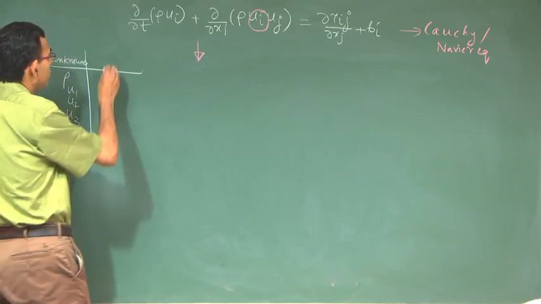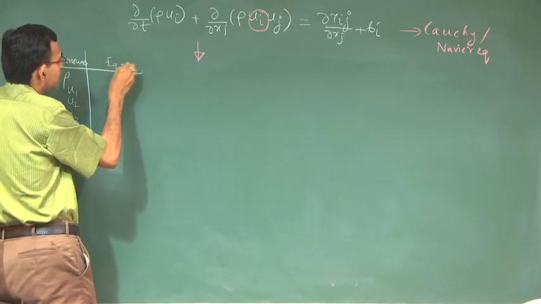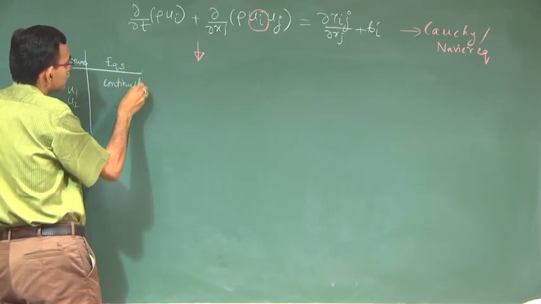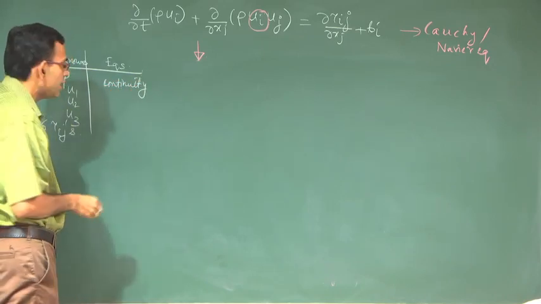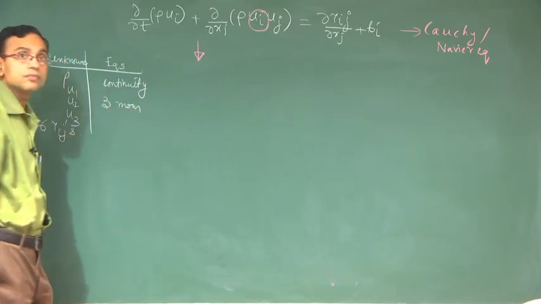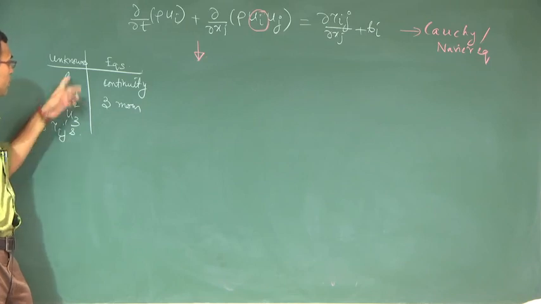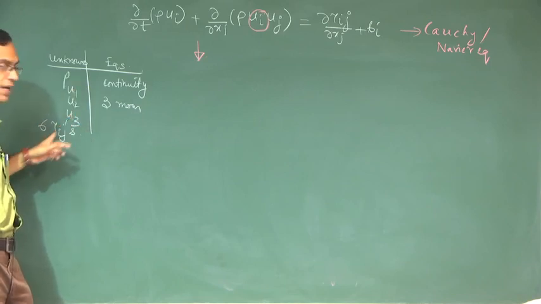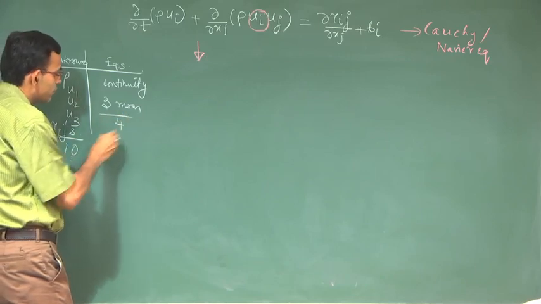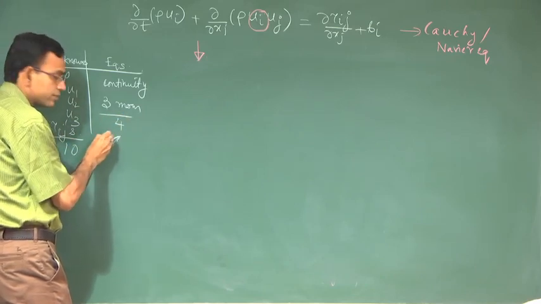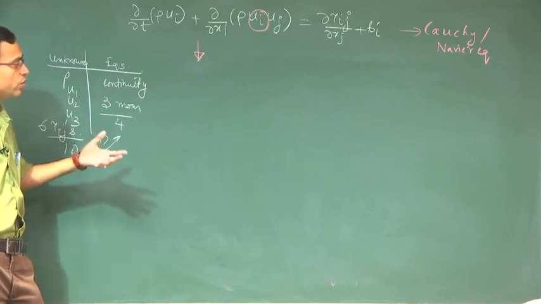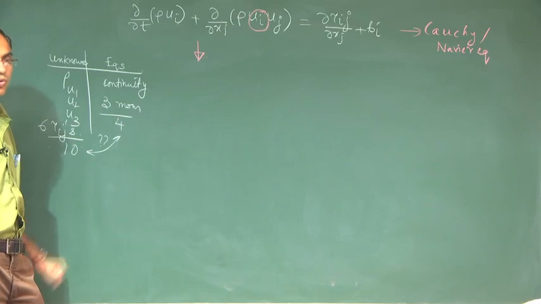So, what are the equations that we have? Equations meaning independent equations. We have continuity and 3 components of the momentum equation. So, we have total unknowns 1, 2, 3, 4 plus 6, that is 10, and the number of equations is only 4. So, these are not matching. So, we need to reduce the number of unknowns.